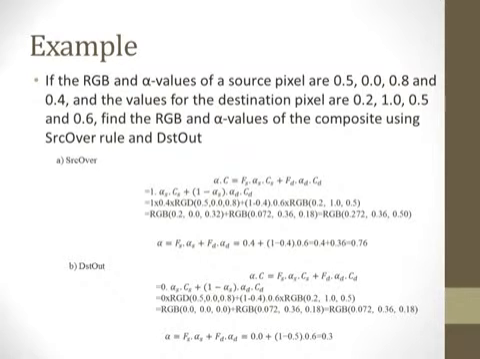For the destination out, we can also calculate: Fs should be 0, and Fd should be 1 minus alpha S, and we apply the same calculation to obtain the color and the alpha value.